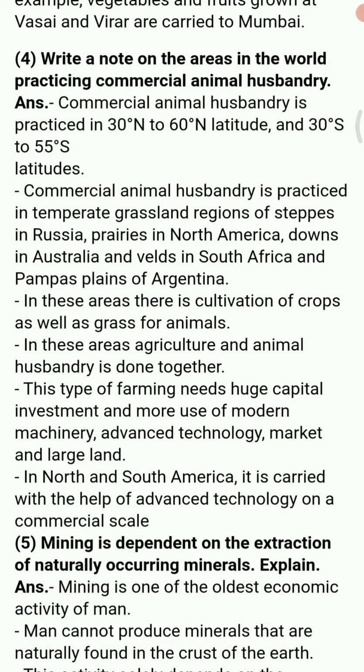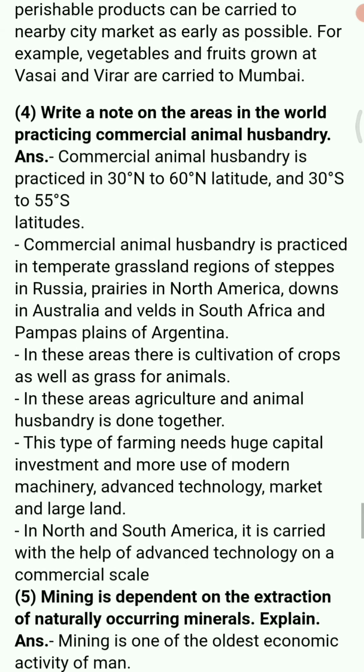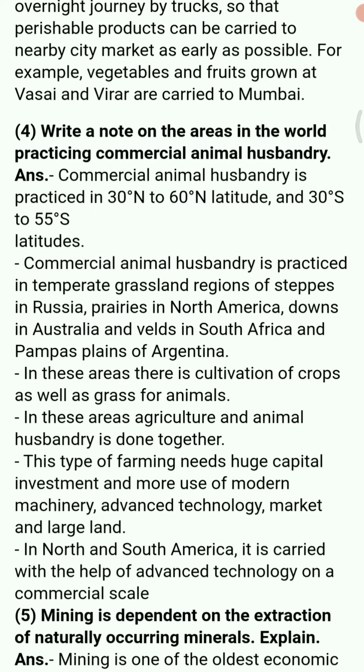So in these areas the agriculture as well as the animal husbandry is done together, like meat production, milk production, dairy products, ये भी बहुत ज़्यादा दिखाई देते हैं. This type of farming needs huge capital investment and most use of modern machineries. In North America, it is carried out with the help of advanced technology on commercial scale.